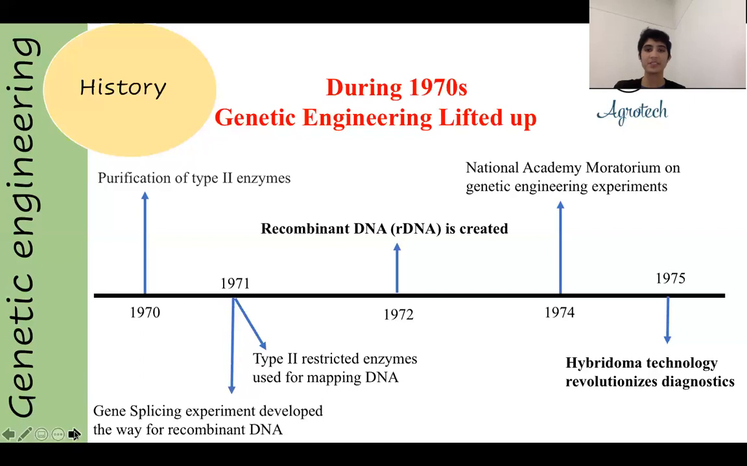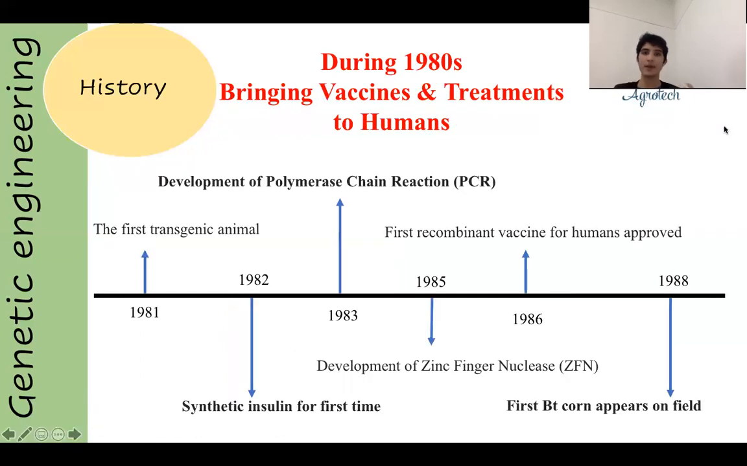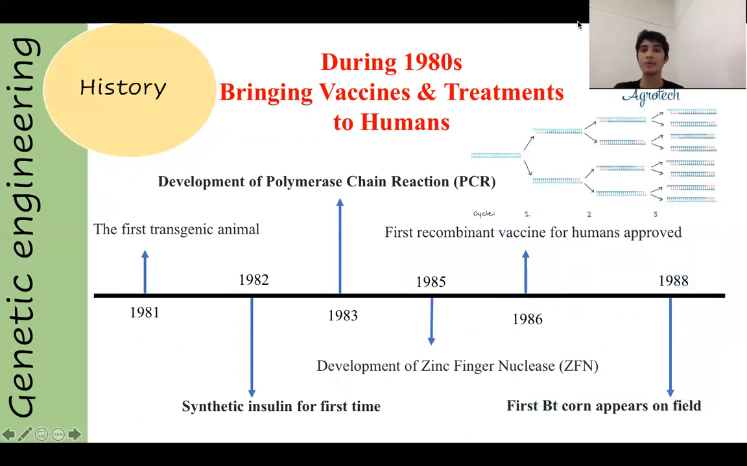Isn't it so interesting? During the 1980s, for the first time vaccines and treatments for humans were approved, all developed through genetic engineering. One of the important discoveries of this era is the development of synthetic insulin that is used to treat diabetic patients. Another is the development of the polymerase chain reaction, which helps to amplify segments of DNA.